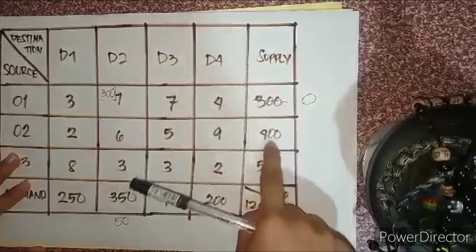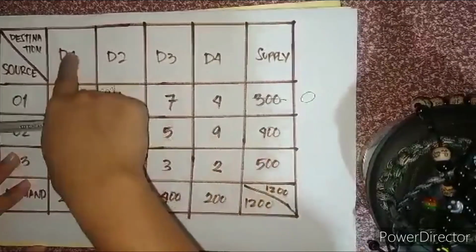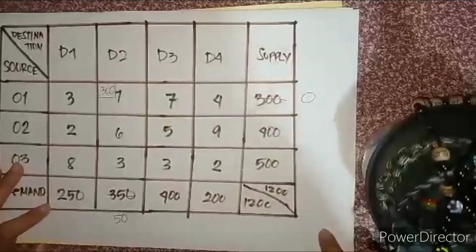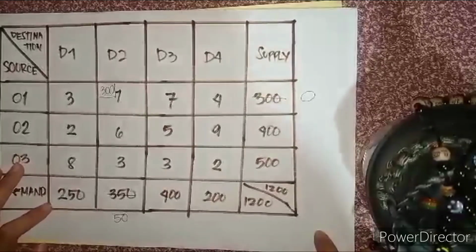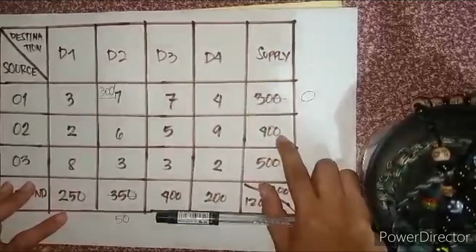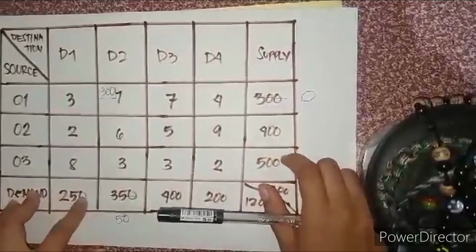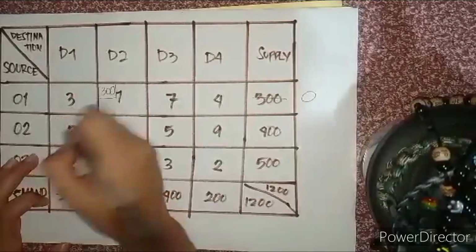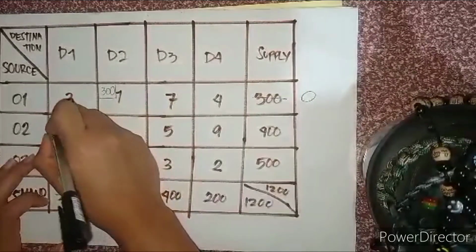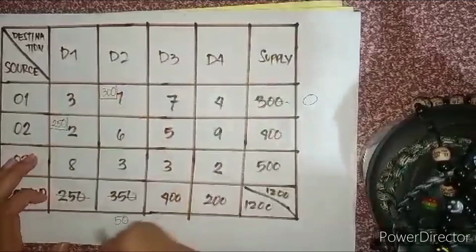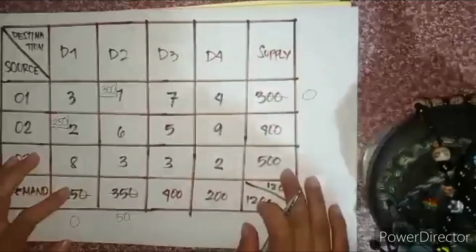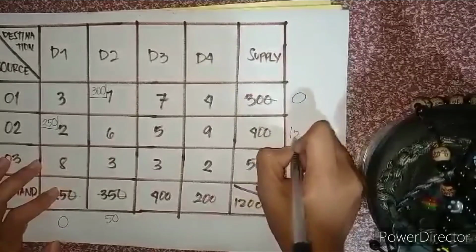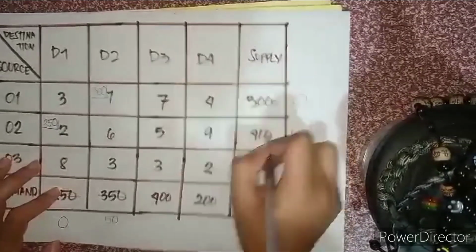In source 02, we have the supply of 400, and for D1, we have the demand of 250. Which has the minimum value? 250 and 400. So 250 has the minimum value. Let's mark this out and allocate the 250 here. So it will be 0 value. Now 400 minus 250 is equal to 150. So the value now is 150. Let's mark this out.